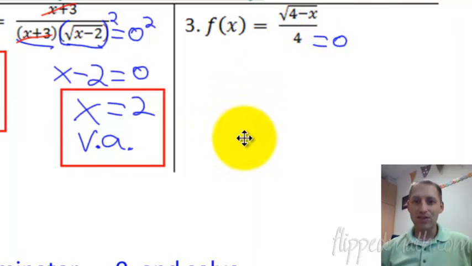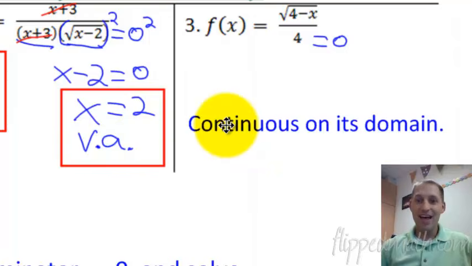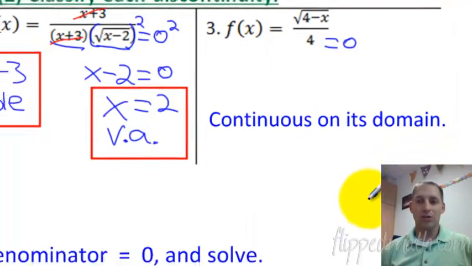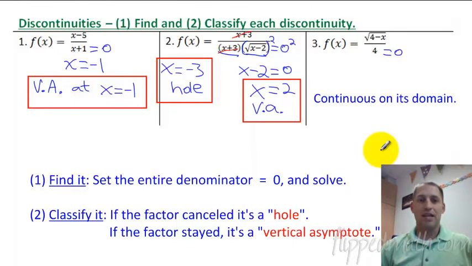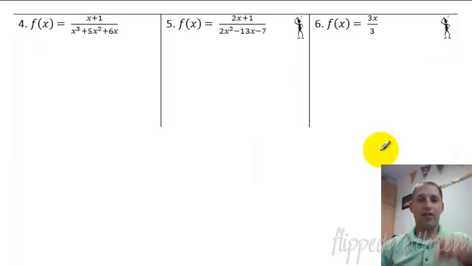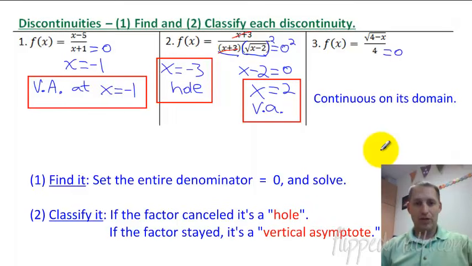Therefore, the answer to this is this cool phrase: it is continuous on its domain. This phrase means there are no discontinuities. There just are none, but this is the phrase we use. It's continuous on its domain, so wherever the graph exists, it is continuous. No discontinuities. On the next slide, I don't have all the things written down at the bottom, so make sure you have them written down on the side of your notes if you don't have it yet.